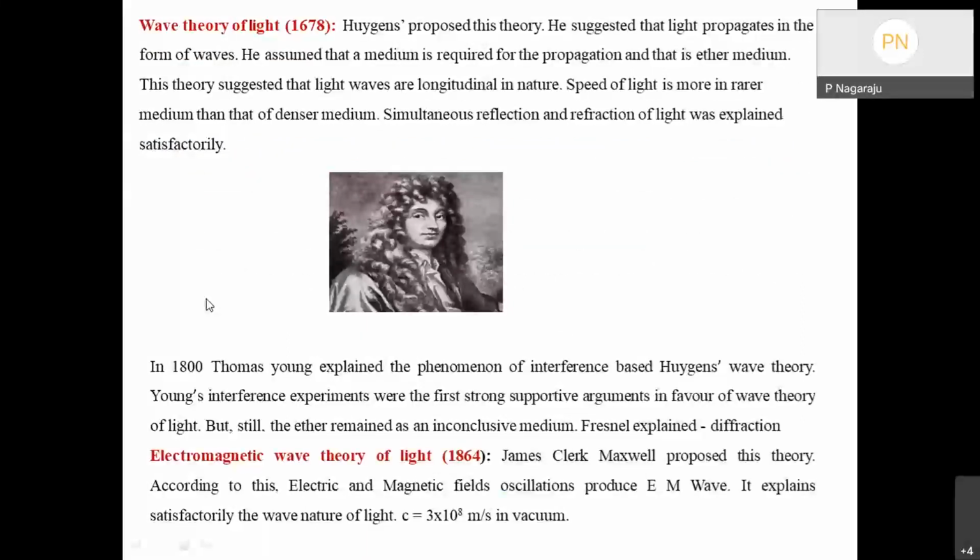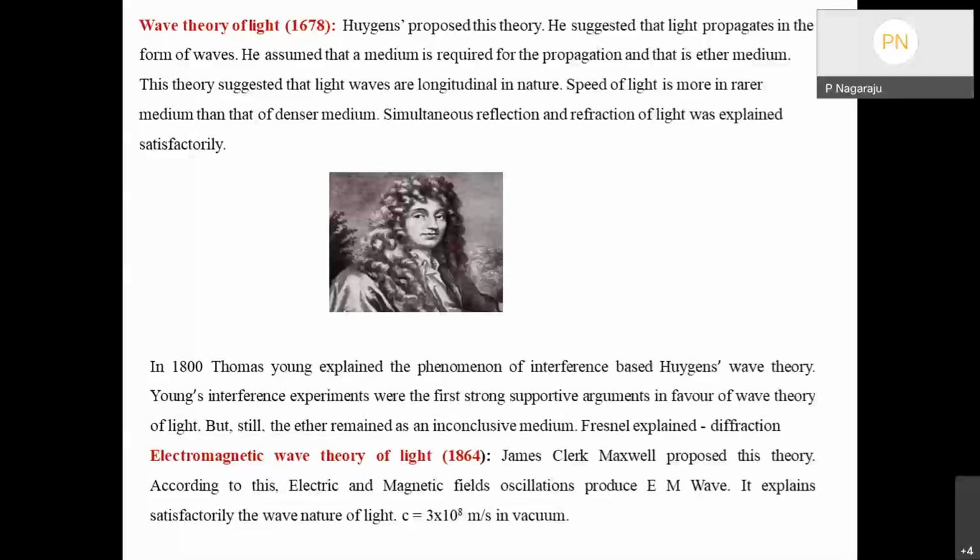Coming to the next one, I told you that the corpuscular theory of light could not explain even the refraction. In fact, it failed to explain the simultaneous reflection and refraction. And in the year 1678, Huygens introduced the Huygens wave theory of light. According to Huygens, the particles are emitted, and when they are emitted from a luminous body, they travel in the form of waves.